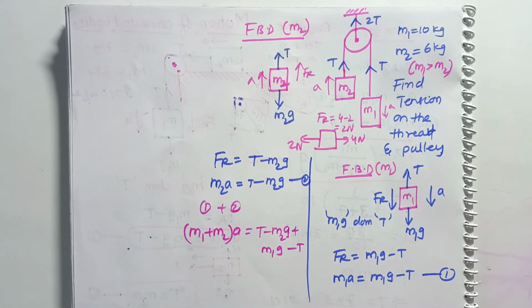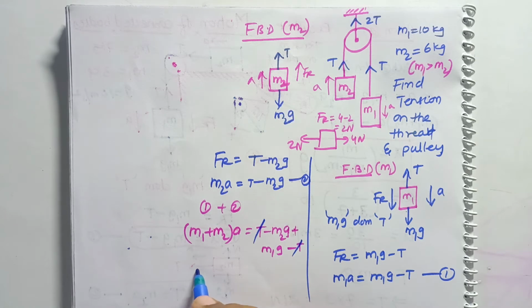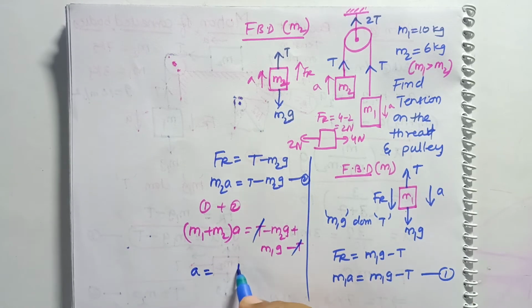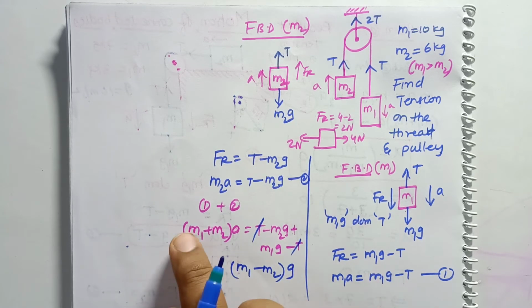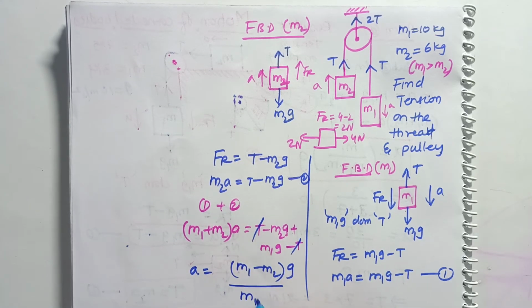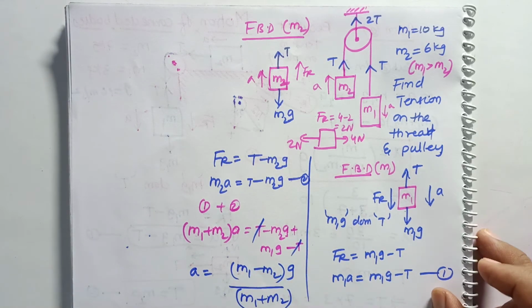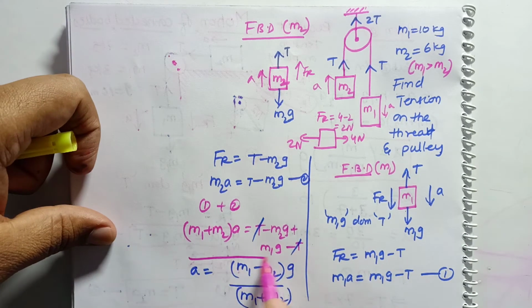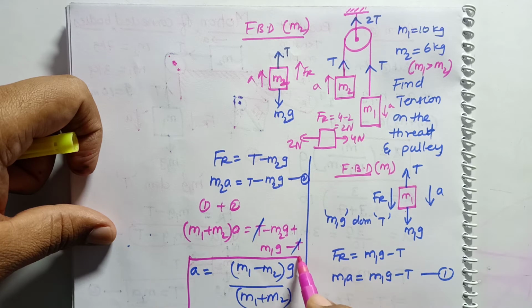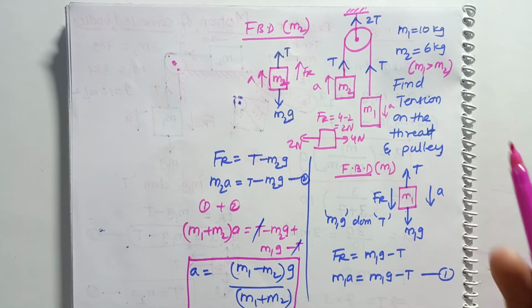If you observe, something is going to be cancelled here. What is that? Tension is getting cancelled. So acceleration is going to become M1 minus M2 into G, with M1 plus M2 in the denominator. This is a very simple method of finding acceleration. You can find acceleration by using this formula, and once you find acceleration, finding tension is a very easy job.